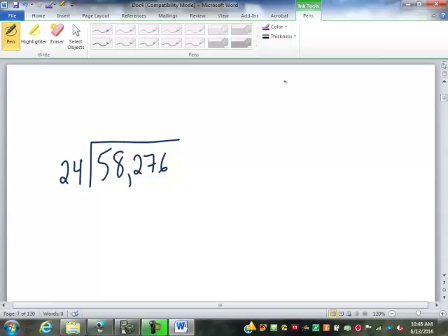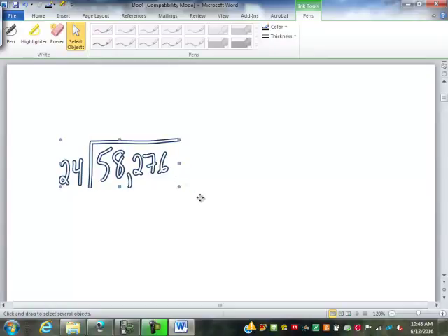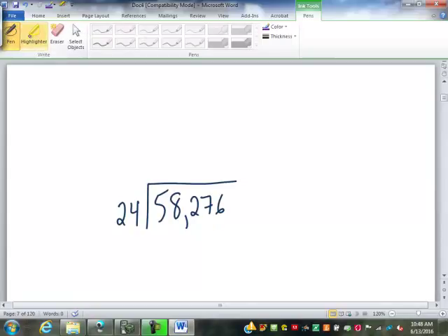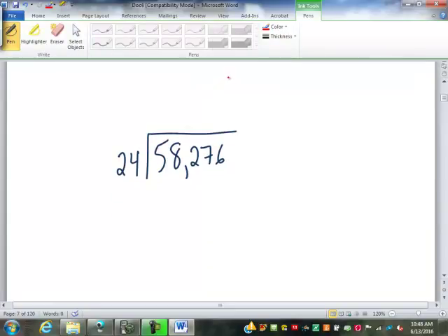Well, I'm not about to start subtracting 24 from 58,276. We don't have that kind of time. But if I could subtract a bunch of 24s at once, it would make this go faster. How do I know how big of a bunch? I look at my place values.